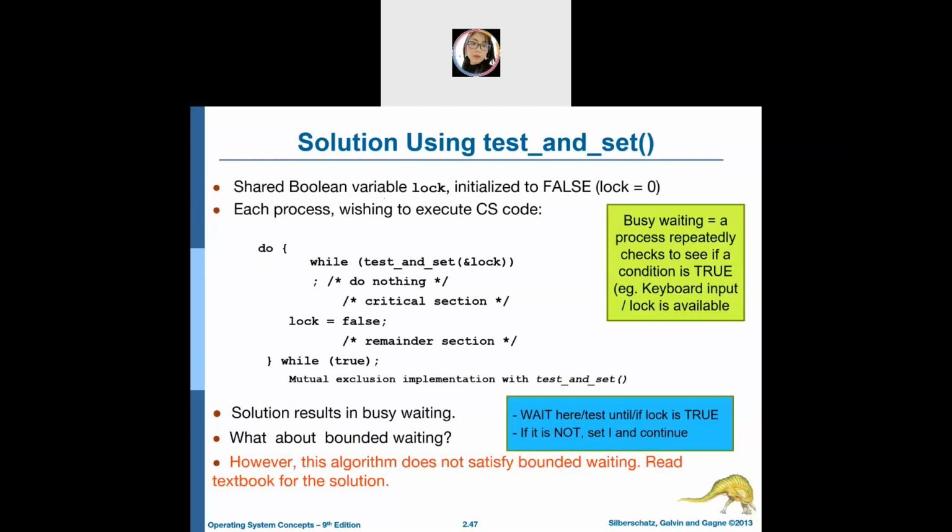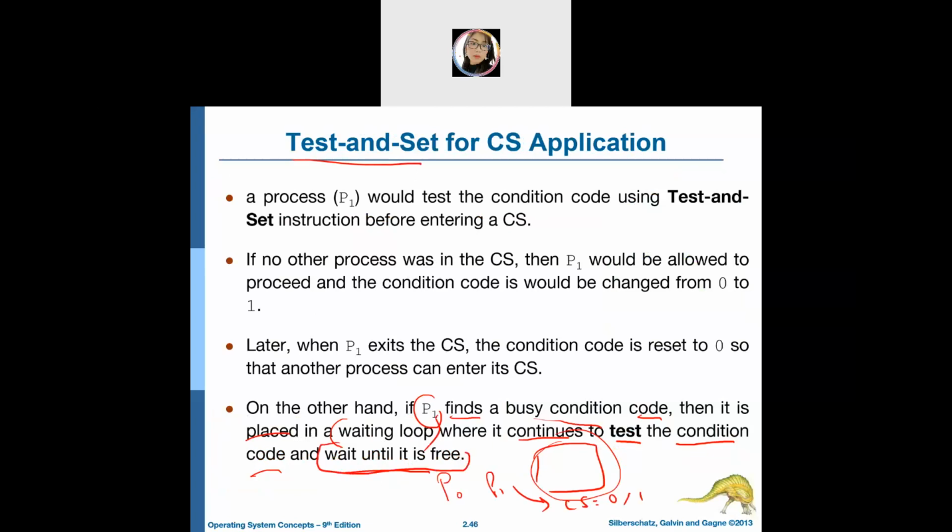A shared boolean variable lock is initialized to false, which is lock equal to 0. Each process takes turns to execute the CS code. So this is under a do and while again, but now you can see you're going to use a lock. Busy waiting means the process repeatedly checks to see if a condition is true, until you see it is true or 0. So you're going to wait until you are accepted into the CS. So the solution results in busy waiting, which you can solve, because you need to wait until it is free, right?